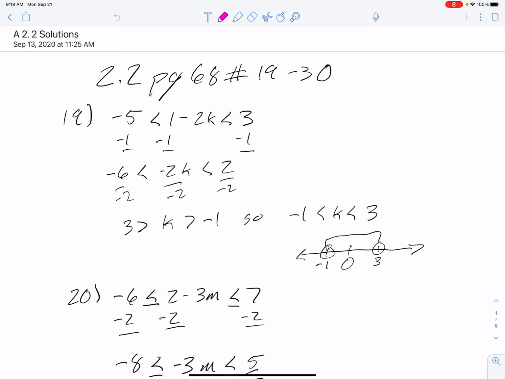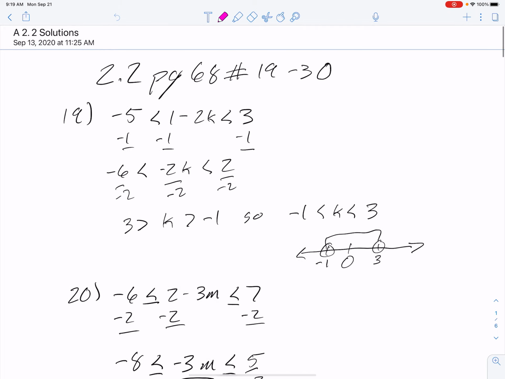All right, everybody, so we're going to take a look at the 2.2 homework, solving conjunctions and disjunctions with inequalities. Again, like we talked about in class, when it comes to a conjunction, you're welcome to split it apart into two separate inequalities, or you can solve it all at once. So number 19, start off by subtracting 1 from all three parts of my problem.